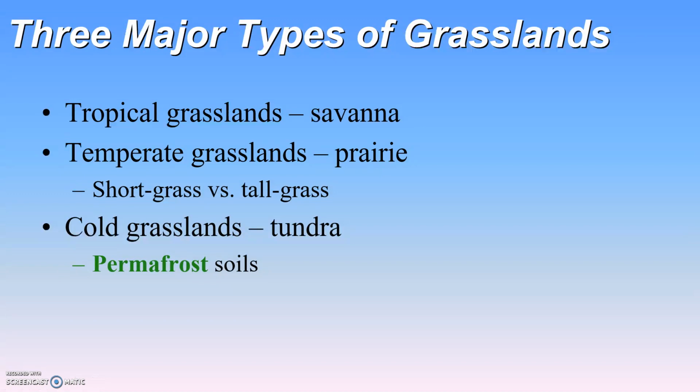There are three major types of grasslands that are listed on your screen: the tropical, temperate, and cold again. We have this three category for forests, grasslands, and deserts. And we call a tropical grassland a savanna, a temperate grassland is called prairie, and a cold grassland is called tundra. And there's a presence of soils that remain permanently frozen, or permafrost, throughout the year.